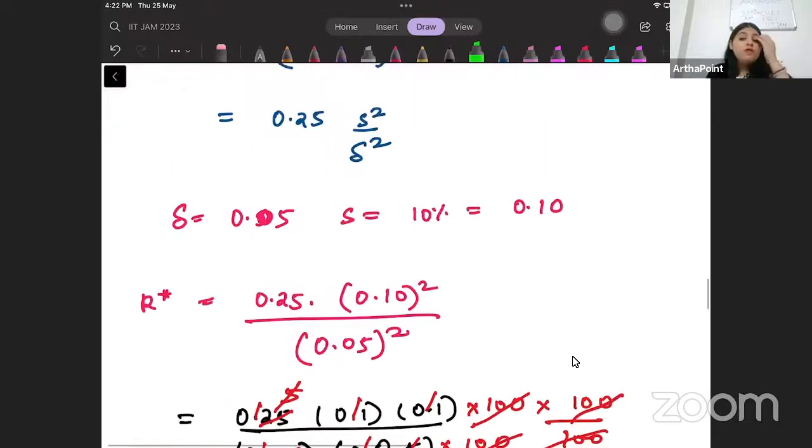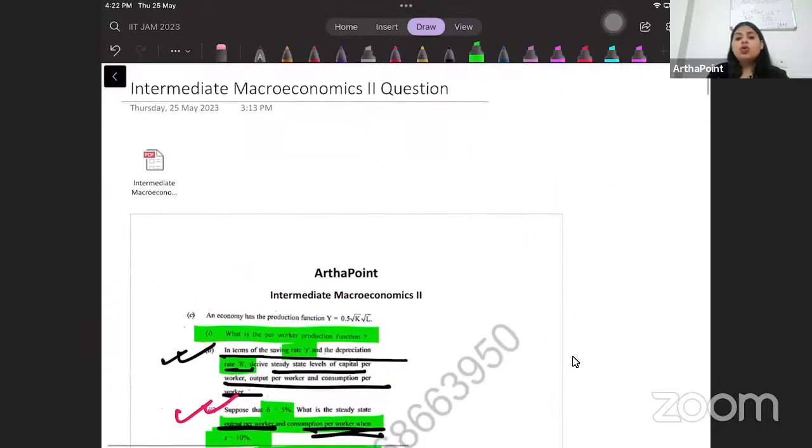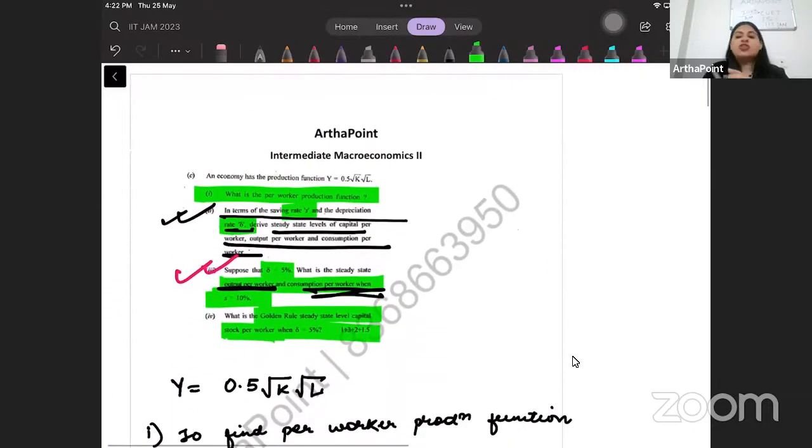So this is a full-fledged question on the Solow model, and a similar question can actually come in your exam also. Okay, thank you, beta. Best of luck for your exam.